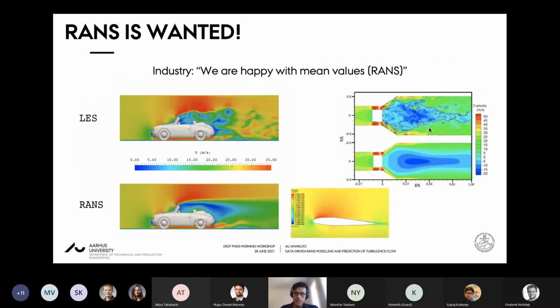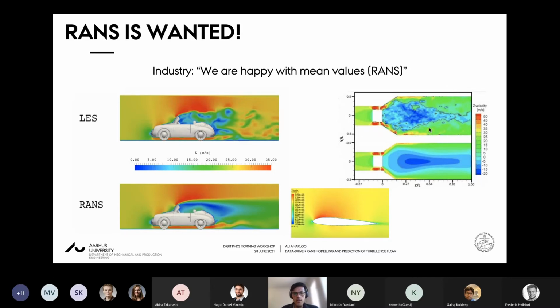But is it good? Actually, it is good, and everybody wants RANS, because the first reason is, as I said before, you don't need very, very high computation power to numerically simulate them.